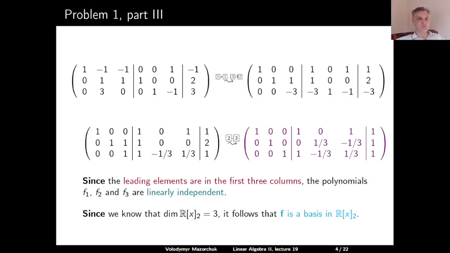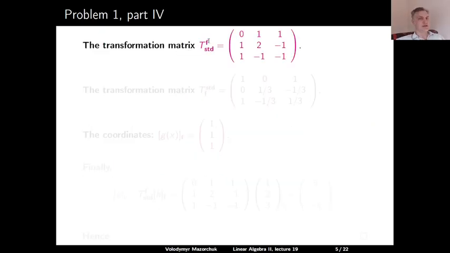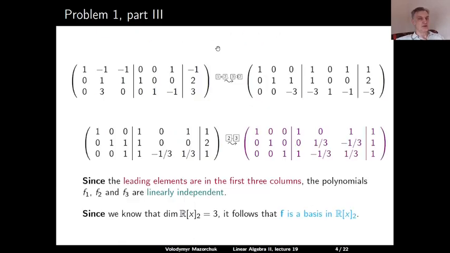The transformation matrix from the standard basis to the basis f is the left-hand side of the former big matrix, the original matrix. So it consists of the coordinates of f1, f2, and f3 in the standard basis. So it's a matrix, when we read it column-wise, 0, 1, 1, 1, 2, minus 1, 1, minus 1, minus 1. The transformation matrix from f to the standard basis is the inverse of the transformation matrix from the standard basis to f. And we computed this inverse on the previous slide.